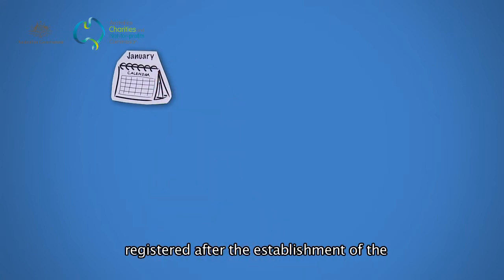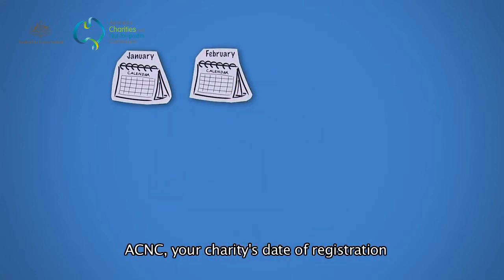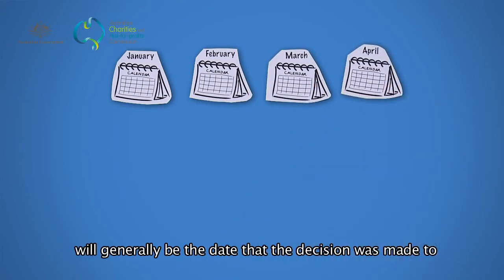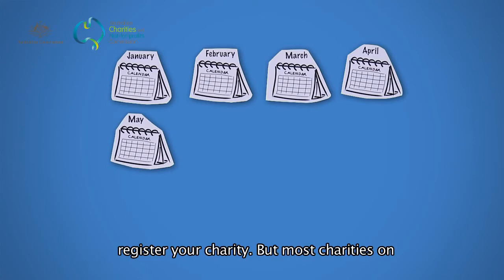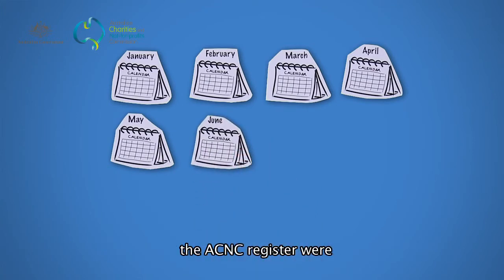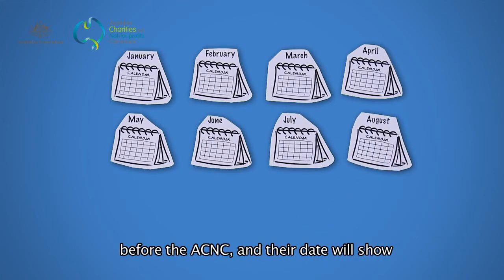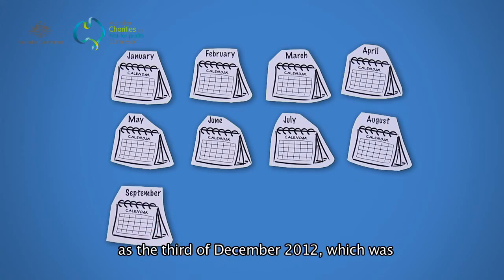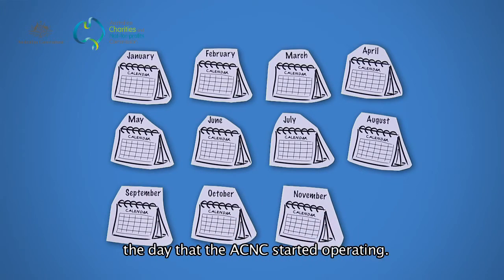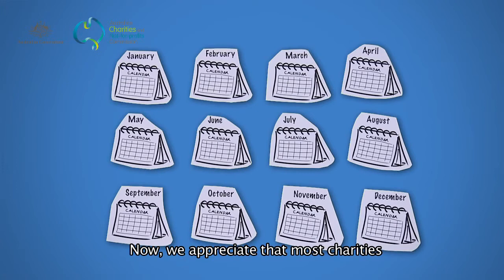Now, if you registered after the establishment of the ACNC, your charity's date of registration will generally be the date that the decision was made to register your charity. But most charities on the ACNC register were automatically registered as they existed before the ACNC, and their date will show as the 3rd of December 2012, which was the day that the ACNC started operating. Now, we appreciate that most charities have been around for a lot longer, so you can also voluntarily include the date that your charity began operating.